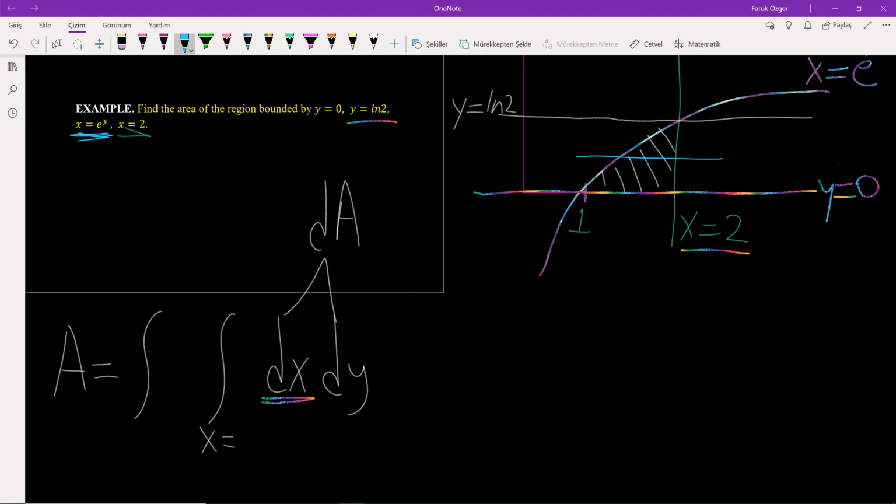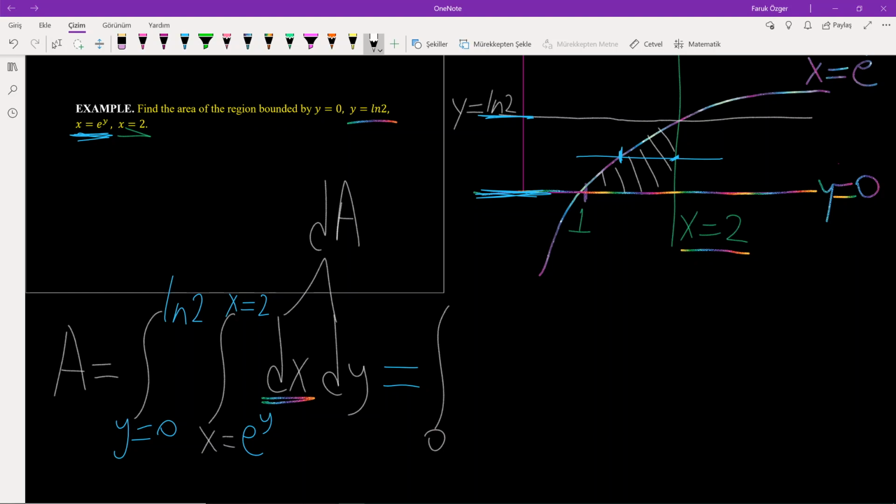Okay. The left curve is x equals e to the power y. The right line is x equals 2. What about the boundary of y? Y is from 0 to ln 2. Okay? If you sketch the graph, it will be very easy to set up the double integral, and the rest is also easy.